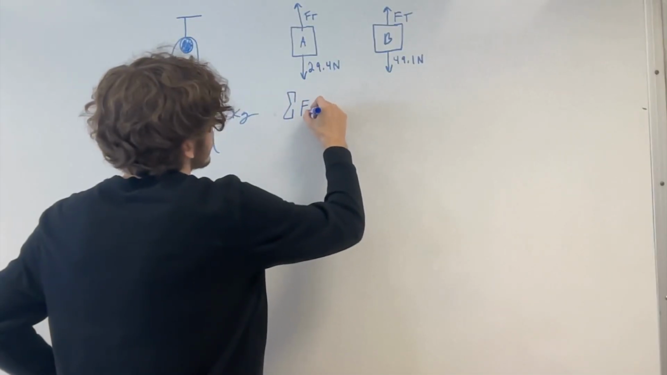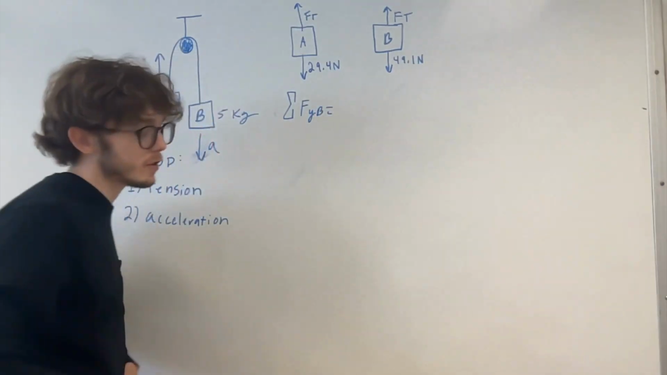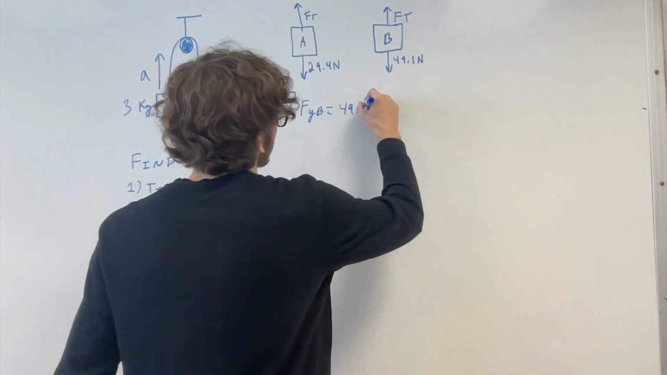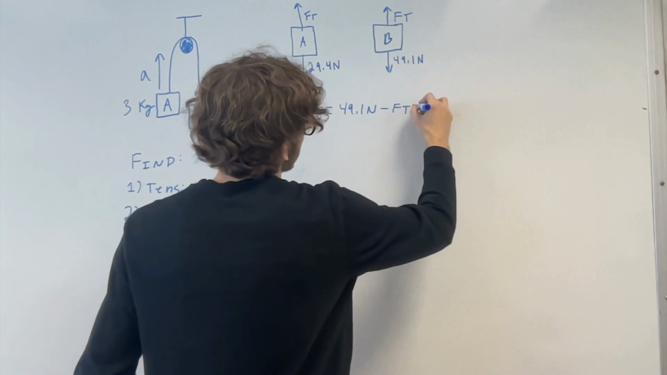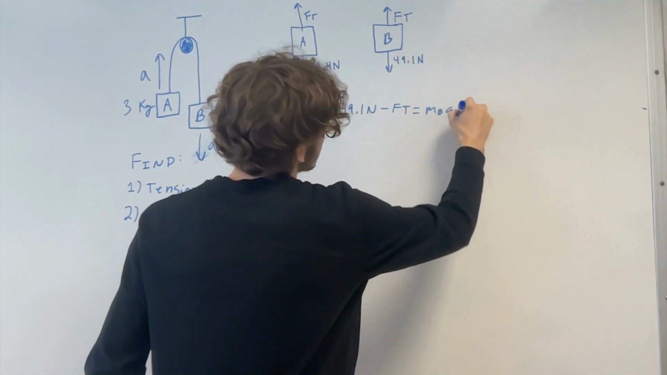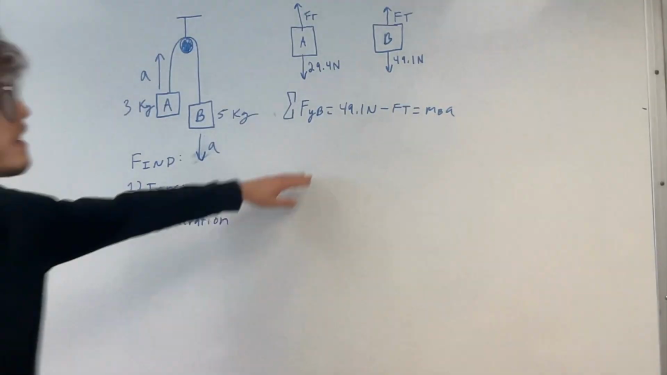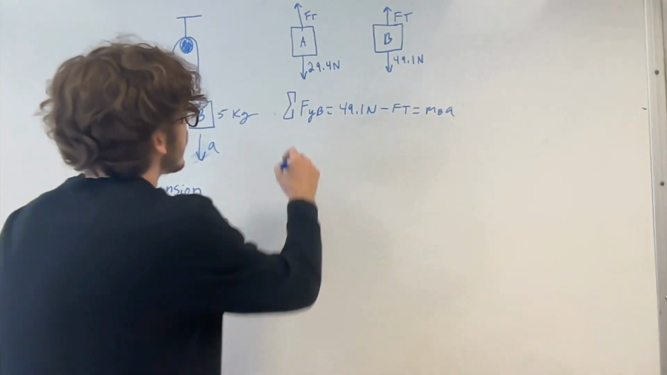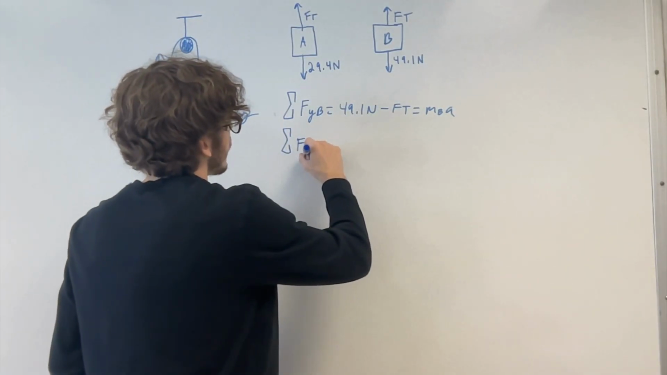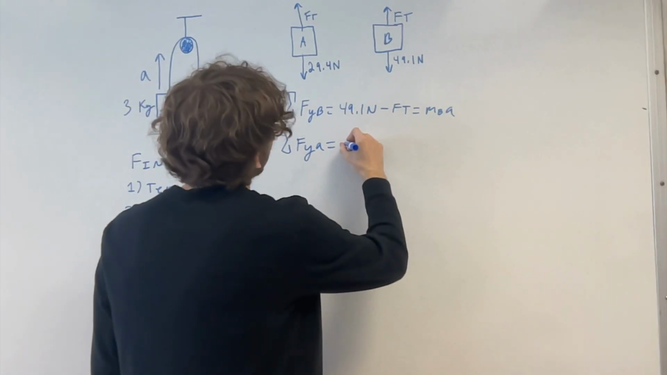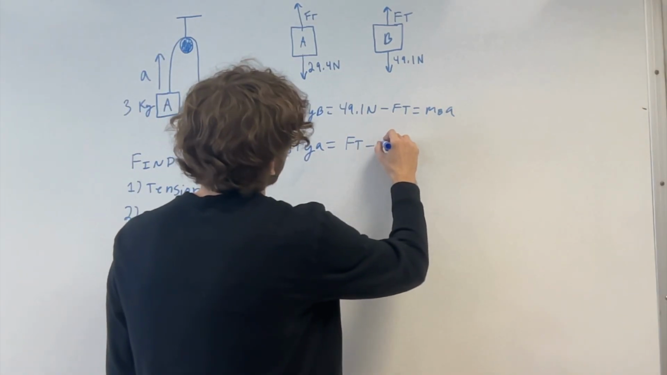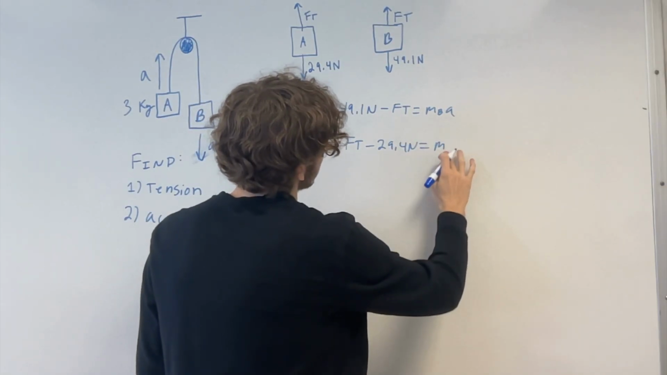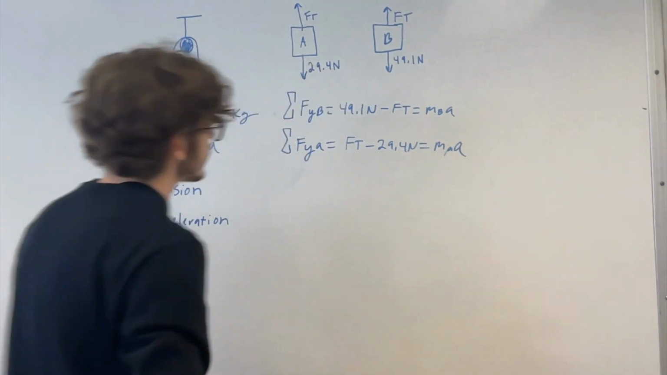The sum of the forces in the y direction for block B is going to be equal to, and let's make down positive, up negative, 49.1 newtons minus the force of tension is equal to the mass of block B times acceleration. We can also say that the sum of the forces in the y direction for block A is equal to the force of tension minus 29.4 newtons is equal to mass of A times acceleration.